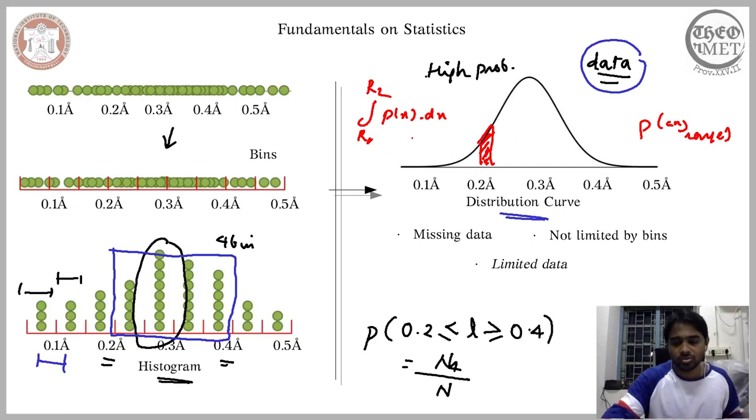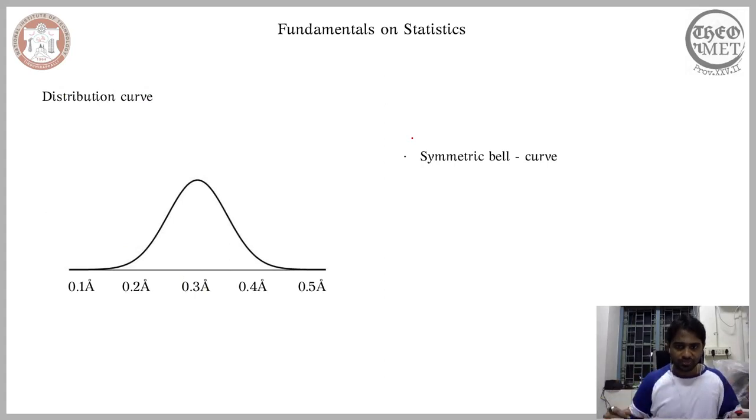Now, in order to do so, let's begin our discussion with the curve. Essentially, these curves are developed by fitting them onto the histogram. The histogram just represents the population distribution of the different lattice parameters. Now, when you consider the nature of the curve, this curve is symmetric.